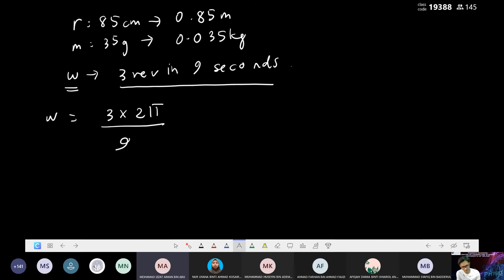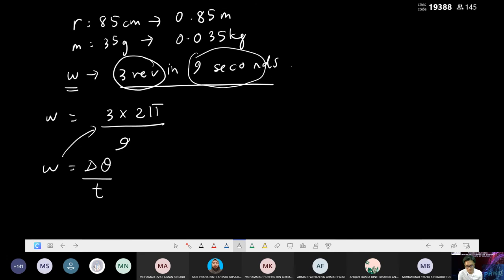Okay, what is the formula that relate to this one? The formula of omega. Delta angular displacement divide by delta t. Yep. Okay, so we know that this 3 revolution ni represent the angular displacement and also 9 second represent the time. Jadi you buat 3 revolution, we convert it into radian and we divide by 9. So omega you dapat is berapa, Izzat? 2.094. Okay, you valuekan pi, tak ada masalah.